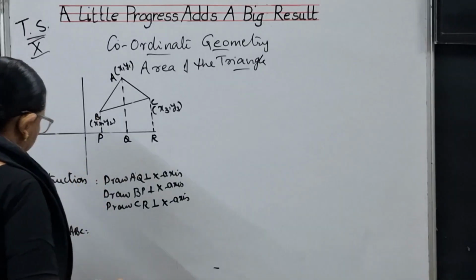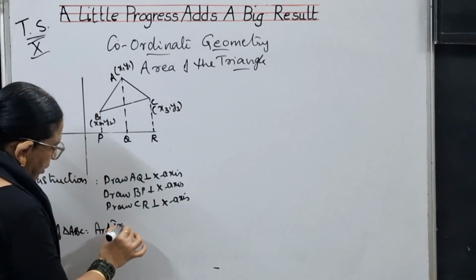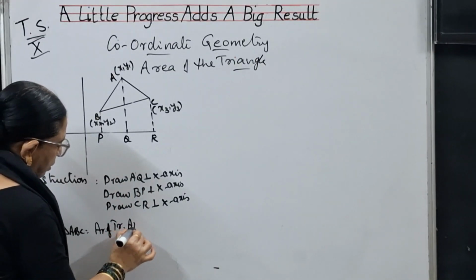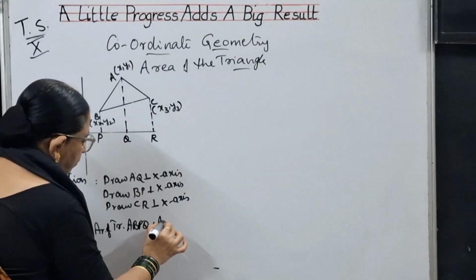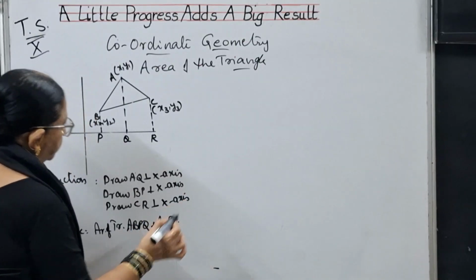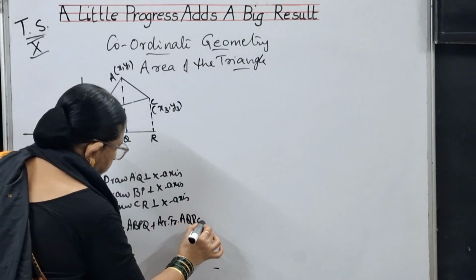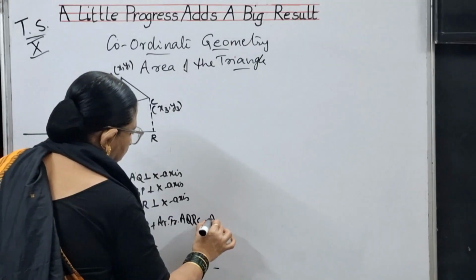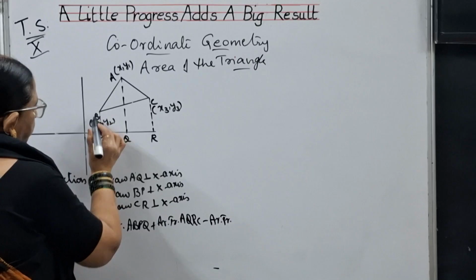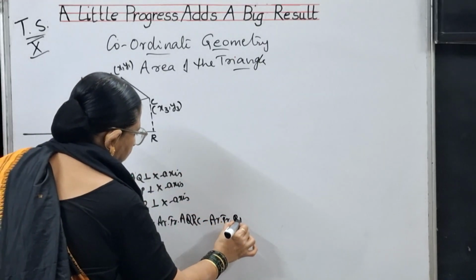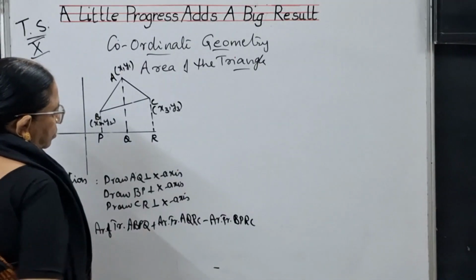So how will you write? Area of triangle ABC is nothing but area of trapezium ABPQ plus area of trapezium AQRC minus area of trapezium, what is it? BPRC. This is the way in which you have to do, children.